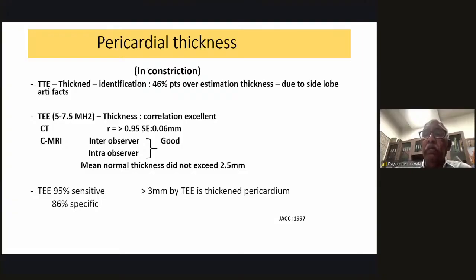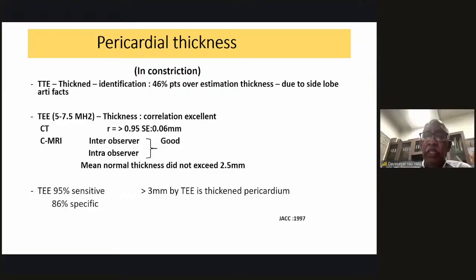Because if you don't have the facilities for CT or MRI, if you've got a facility for transesophageal echo using 5 to 7.5 megahertz probe, there's a good correlation about the thickness as compared to CT and MRI. The R correlation is almost 0.95. That means if it is thickened by TEE, it will be thickened by CT or even MRI. So where there are no facilities for CT and MRI, you can use a TEE with fairly reliable data.